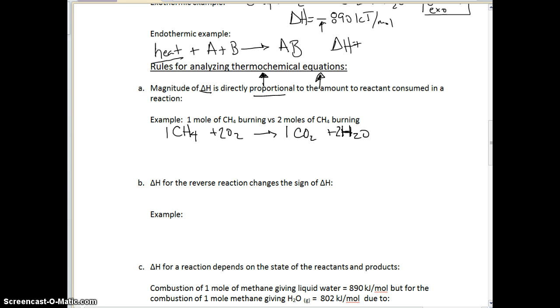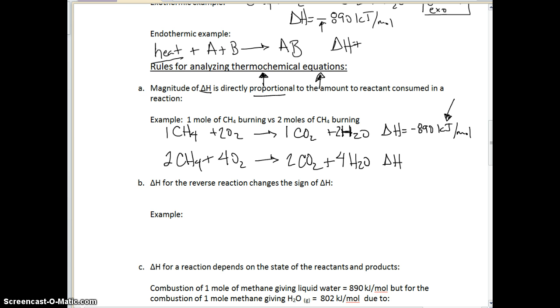Now, when a mole of CH4 burns, we get a delta H value equal to negative 890 kilojoules per mole, and that lets us know how much heat is being given off. Kilojoules is just our unit of heat value. Now, when we double the amount, let's say we go up to 2 moles of CH4, which requires 4 moles of oxygen and produces 2 moles of carbon dioxide and 4 moles of water, that means we double the amount of heat being given off, 2 times. That's the way the rule works.